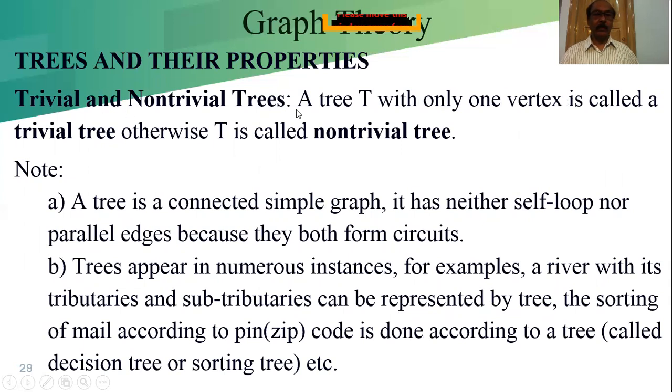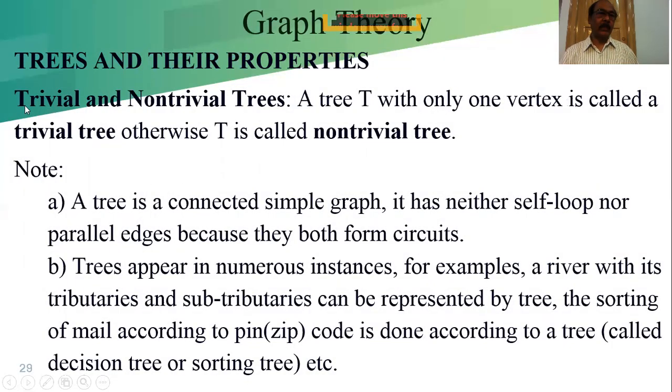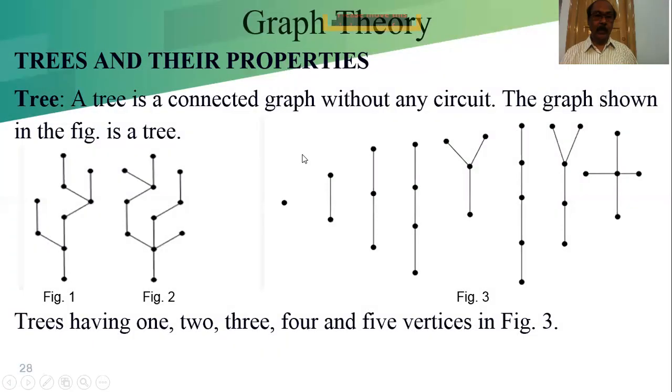Trivial and non-trivial tree. This is trivial, and all others are non-trivial. A tree T with only one vertex is called a trivial tree. Otherwise, T is called a non-trivial tree. Only one vertex, so this is the trivial tree, and all others with more than one vertex are non-trivial trees.